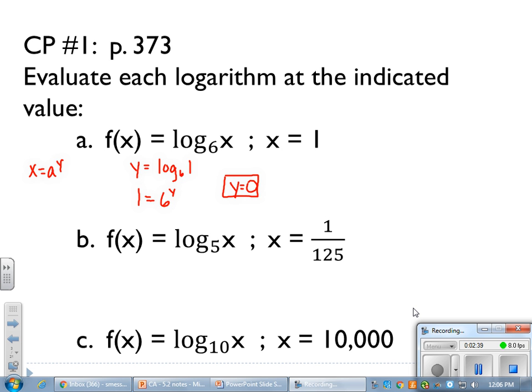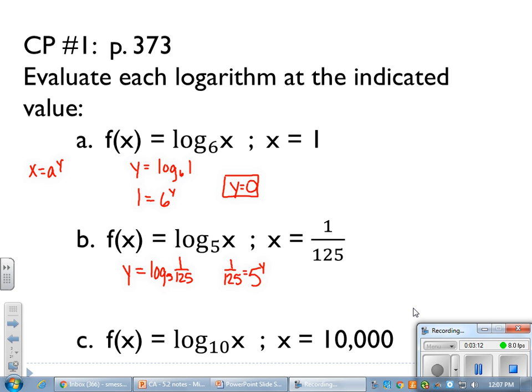Let's take a look at example B. Okay, so y is equal to log base 5 of 1 over 125. I am again going to apply my card, and I'm going to rewrite this in exponential form. So my x value is that 1 over 125, and that is equal to a, which in this problem is a 5, to the y power.